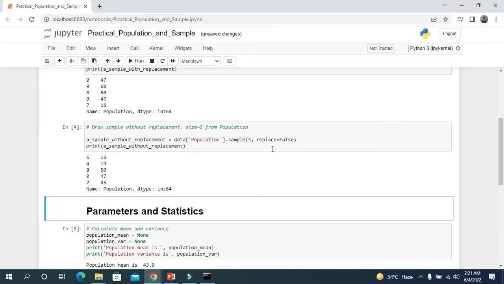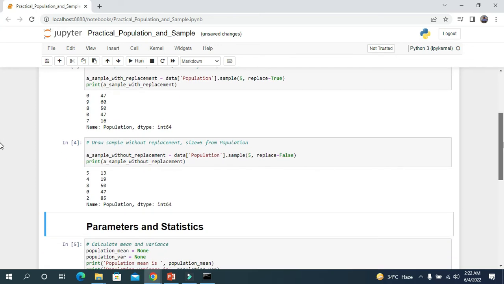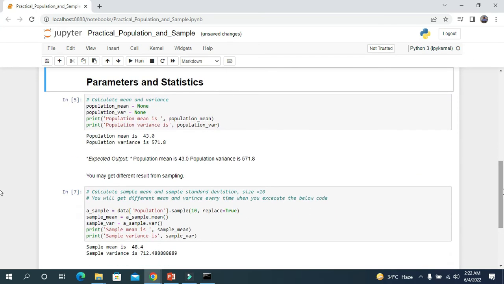Basically, with replacement means that you can repeat the values, and without replacement means you cannot repeat the values. One which is selected cannot be selected more than one time. So the parameter and statistics.